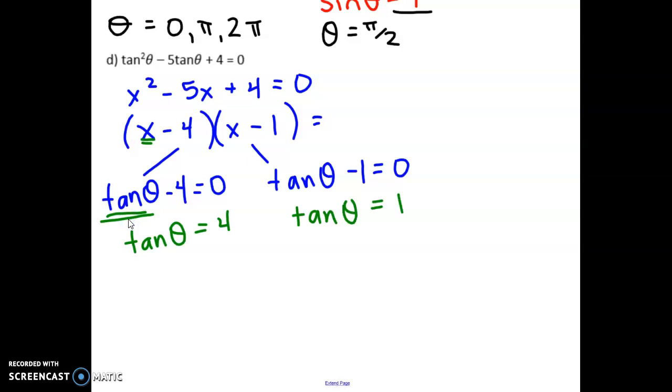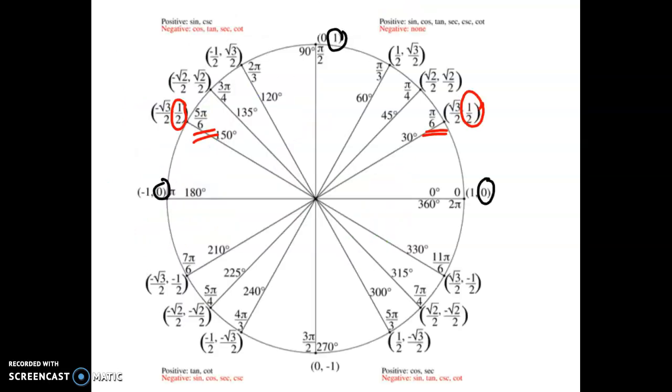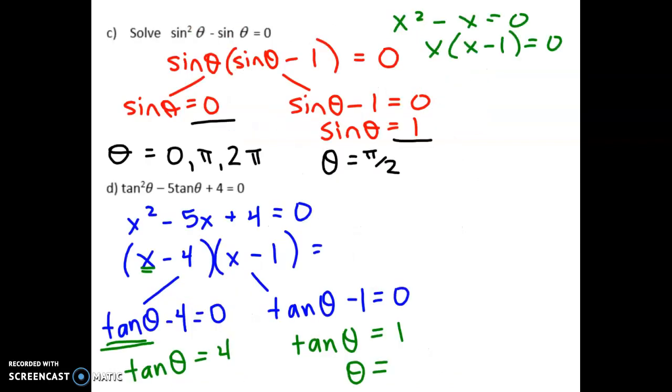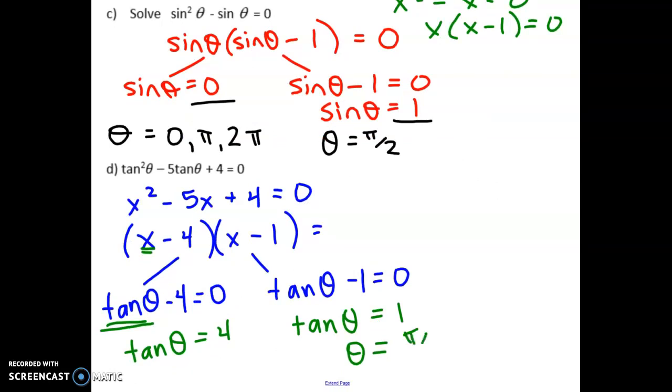Alright, let's take a look at tan theta equals 1 first, because I think that's the easier one. On our unit circle, tan is 1 wherever your sine and cosine are the same. That's because you divide sine by cosine, so if they're the same number, you'd get 1. So we know that tan is 1 at pi over 4. We also know that tan is 1 down here at 5 pi over 4, again because both your sine and your cosine are the same. So I have two answers for that one: pi over 4 and 5 pi over 4.